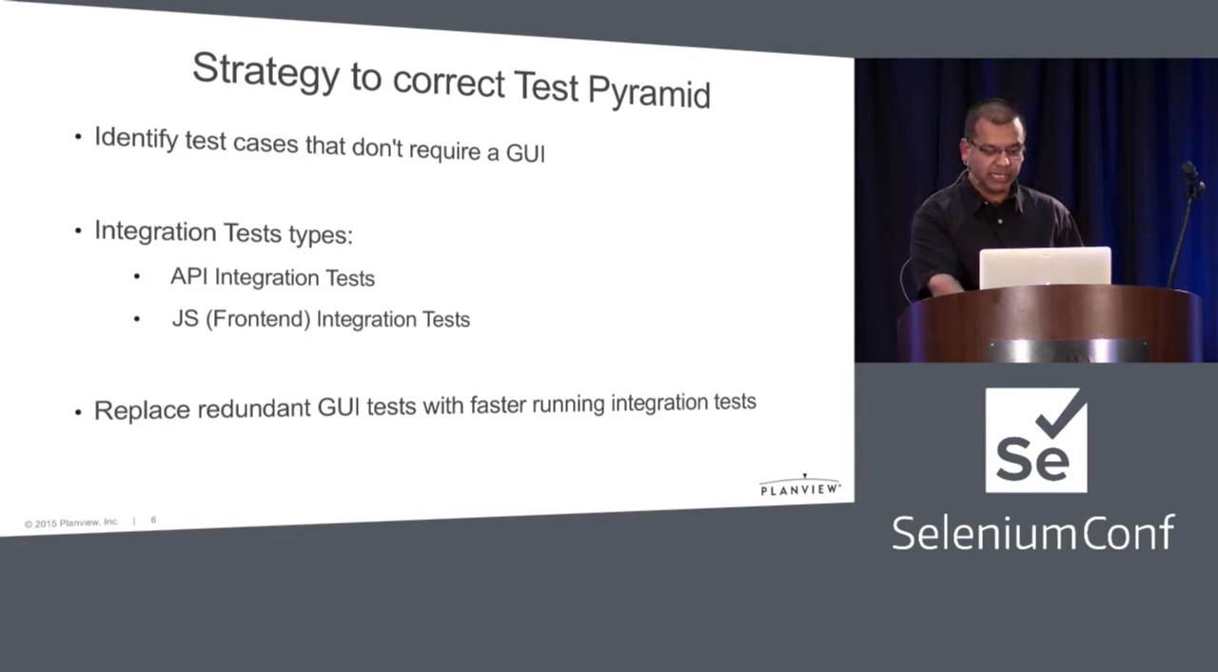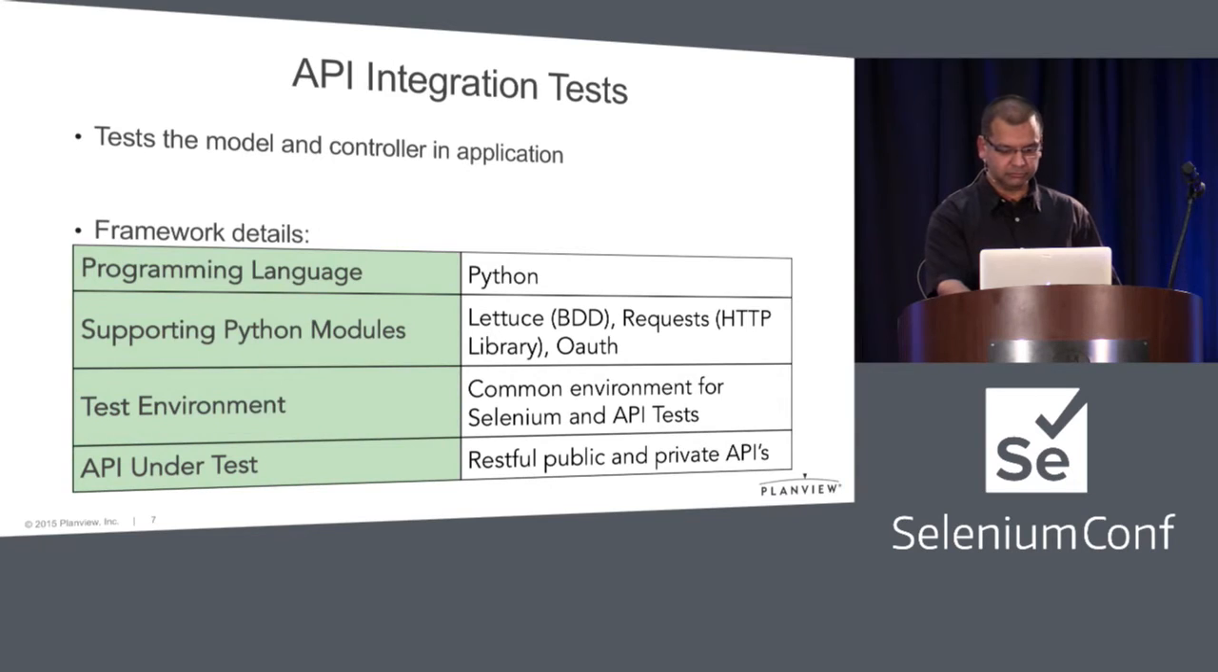One recommendation would be, if you are doing a new feature, try adding automated integration tests before you proceed to adding the automated GUI tests. Our product is based on the MVC pattern, and these API integration tests help us in testing the model and controller part of the application. So for all the backend functionalities which are exposed by RESTful, either public or private APIs, we started adding the API integration tests.